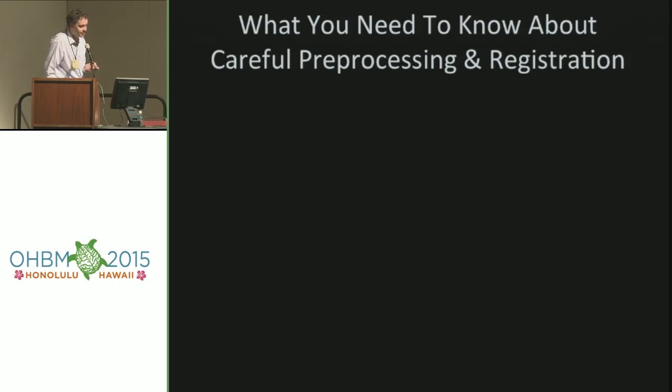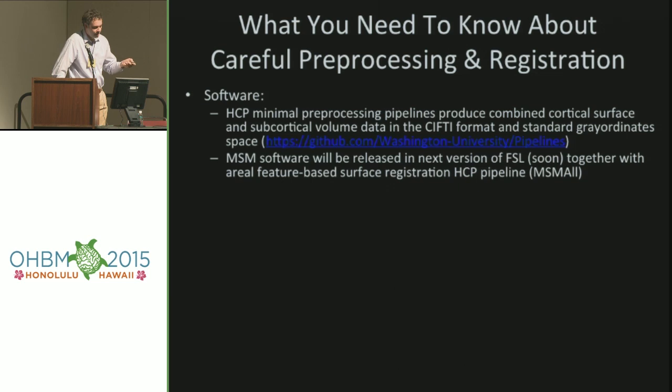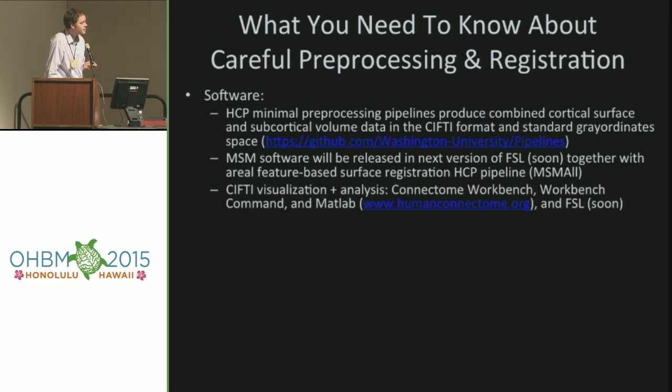So, tools to get you into the CIFTI grayordinates framework. Again, that's one of the major goals of the HCP minimal preprocessing pipelines, to get your raw imaging data into CIFTI in the standard grayordinate space. The MSM algorithm, which I mentioned very briefly and will talk more about this afternoon, is going to be released in the next version of FSL, I hear, talking to Mark Jenkinson. And we're going to try and get our areal feature-based surface registration pipeline, the HCP's pipeline called MSM, also released.